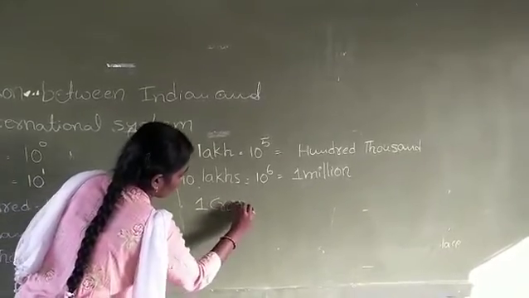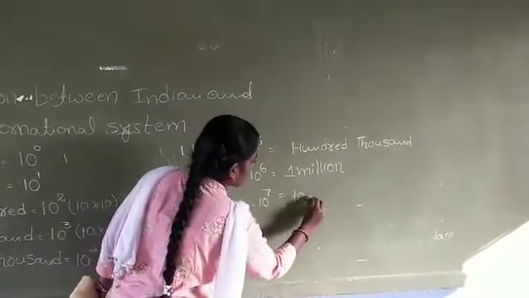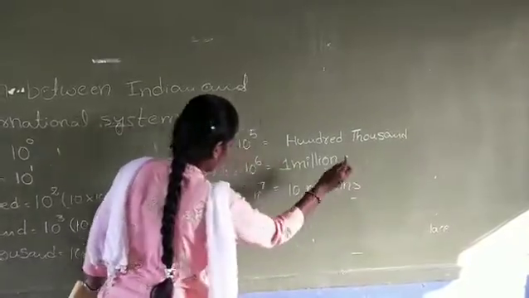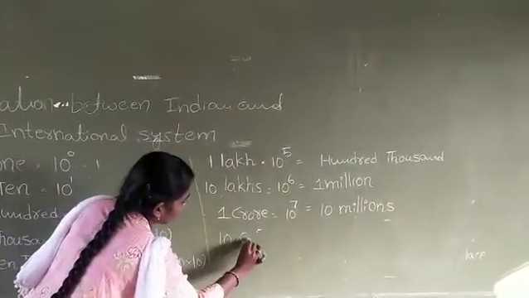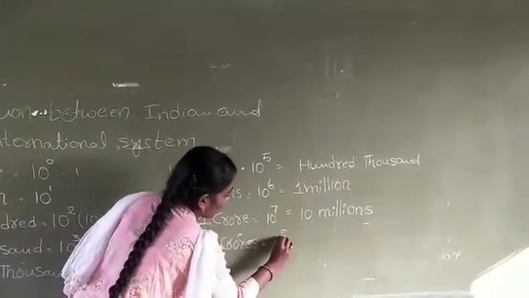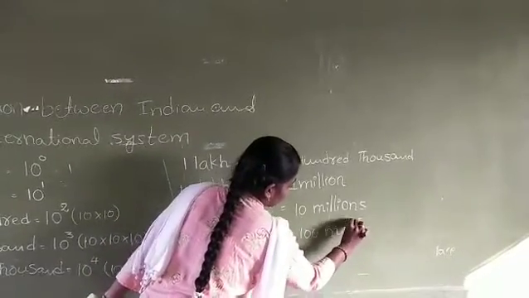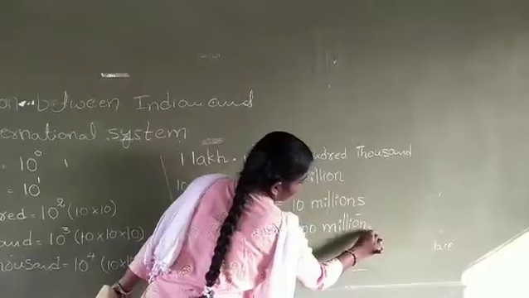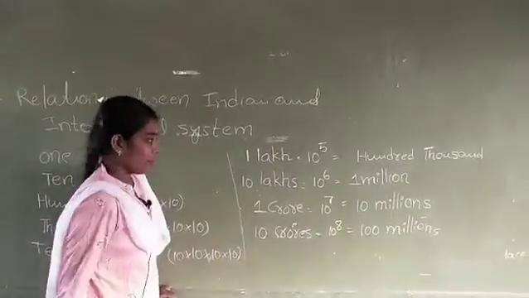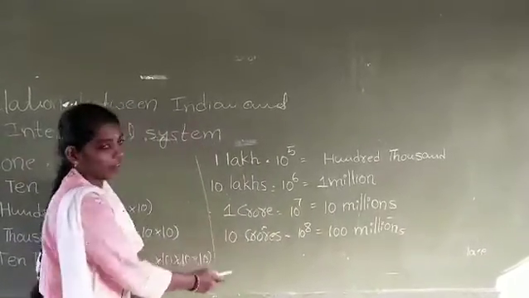1 crore is 10 power of 7. In the international system, 10 millions. In the Indian system, after 1 crore, we have 10 crores. That is 10 power of 8. Here, 100 millions. So, 1 million is equal to 10 lakhs. 10 millions is equal to 1 crore. 100 millions is equal to 10 crores.